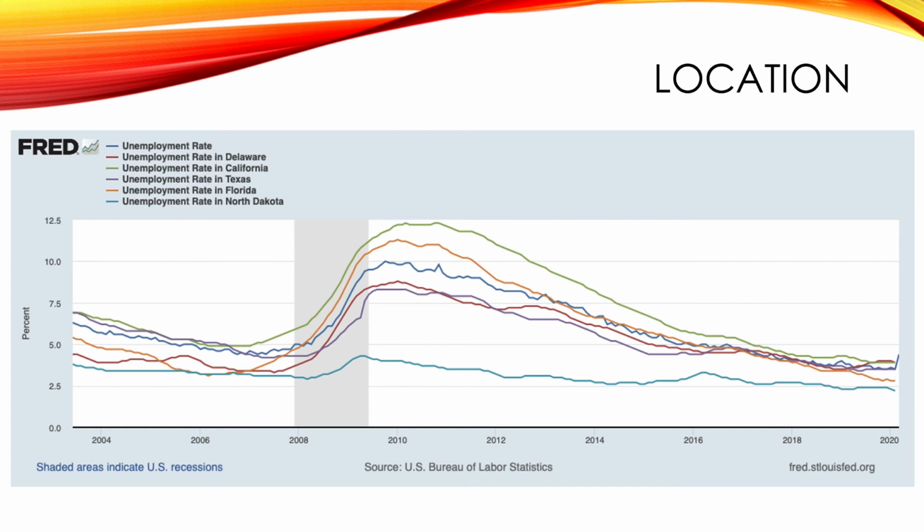Here's another one. Location. Not every part of the country experiences unemployment the same way. For instance, in 2010, the unemployment rates went up for all states, but some states were hit harder than others. California's unemployment rate zipped all the way up to over 12%. Delaware is the red one, so that was Delaware right there. And North Dakota experienced a little bump, but they didn't really experience the high levels of unemployment that many other states did.